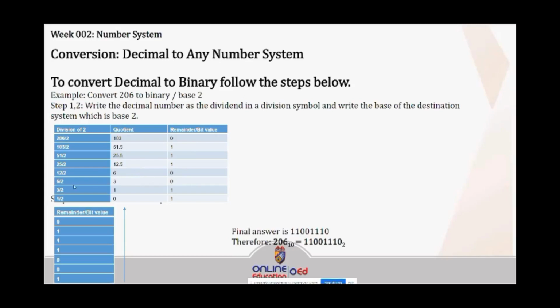Now we have 6 divided by 2. 6 divided by 2 is 3. Any remainder? None, because it's still an even number. So you put 0. Now 3 divided by 2. Of course that's an odd number, so it will have a remainder. You put 1. So there is a remainder of 1 here. Now 1 divided by 2. It can't be done anymore, right? It's no longer divisible, it's just 0 point something. So you're going to put 1. Do not compute for that anymore.